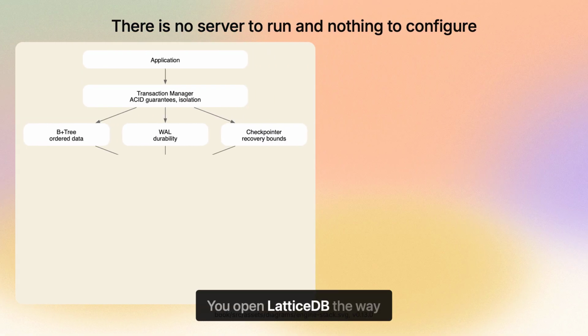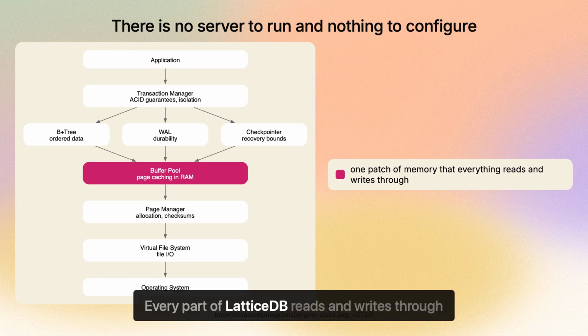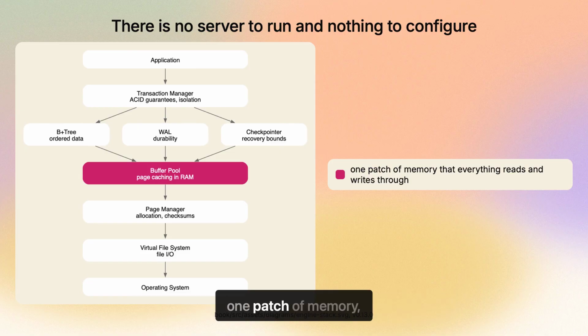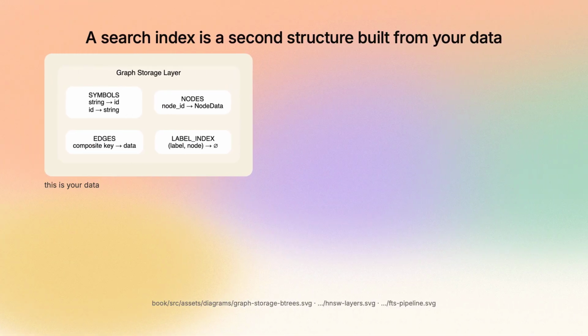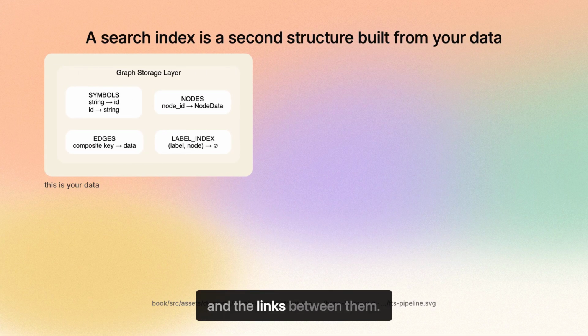You open LatticeDB the way you open a file. Every part of LatticeDB reads and writes through one patch of memory, and underneath that, one file. Everything you store ends up in that one file. Here is your data, your things, and the links between them.